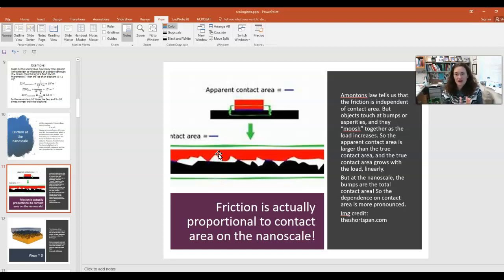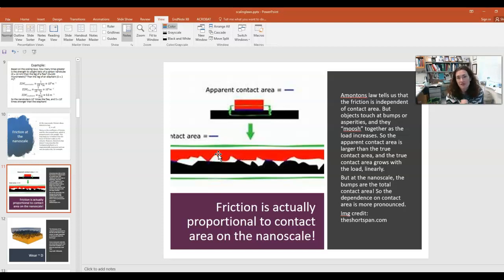The objects touch at the bumps, or the asperities, and then the greater the load, the harder they push together, the larger the normal force, the more those objects mush together, and the greater the true contact area. We call the true contact area how much they actually touch. For example, the apparent contact area of this book on the table is the area of the book, but the true contact area is going to increase the harder I push the book into the table, because the bumps are going to mush out and touch more.